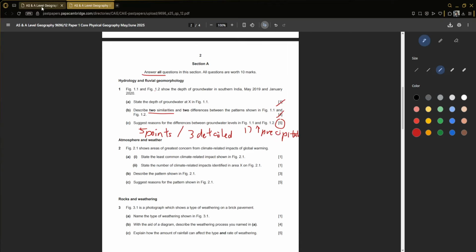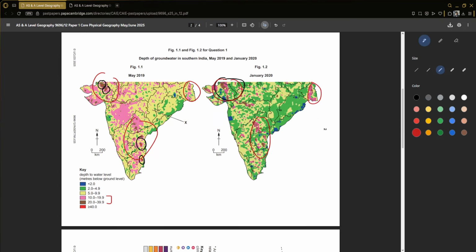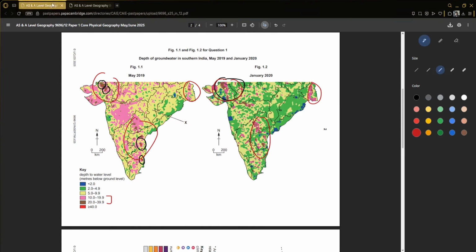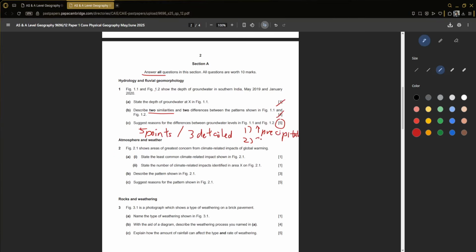Another reason why groundwater levels can be deeper or higher for January 2020 is because there is less evaporation. So less evaporation because it might be winter time. So January 2020 is winter time, so it's much colder. Temperatures are lower, and therefore you get less evaporation. Whereas in May 2019, it's closer to summertime, so you have higher temperatures, and therefore you will get more evaporation.